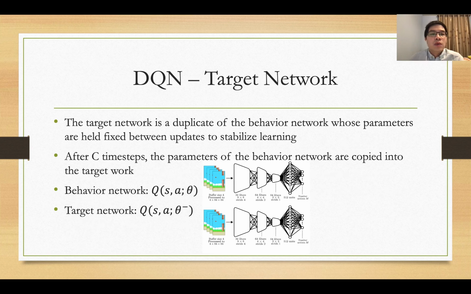Next, we have the target network, which is a duplicate of the behavior network, whose parameters are held fixed between updates to stabilize training. After C time steps, the parameters of the behavior network are copied into the target network. So we denote our behavior network as the typical Q function, and the target network is almost the same as the behavior network, but with the superscript minus sign on our parameters theta. This indicates that the parameters are held fixed.